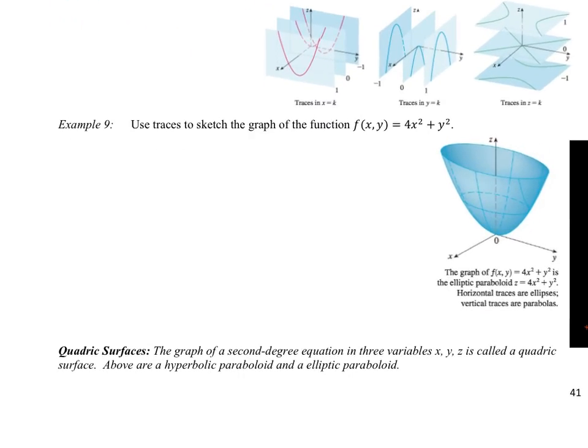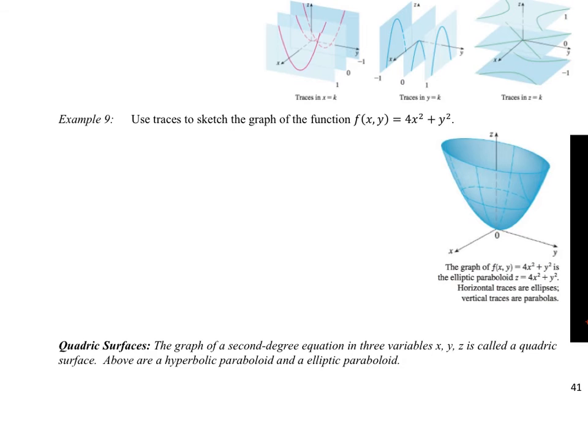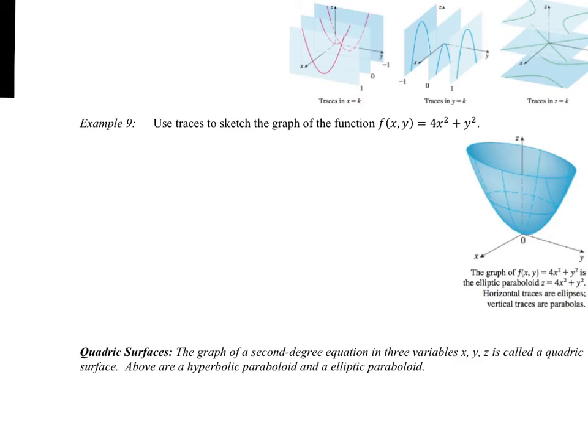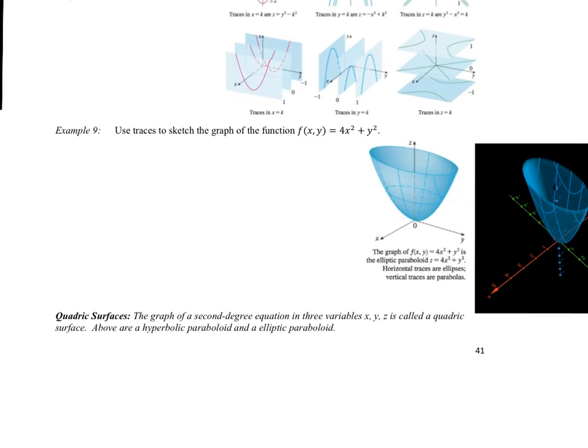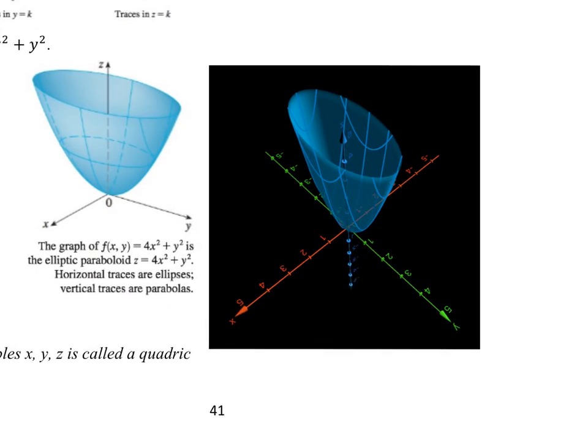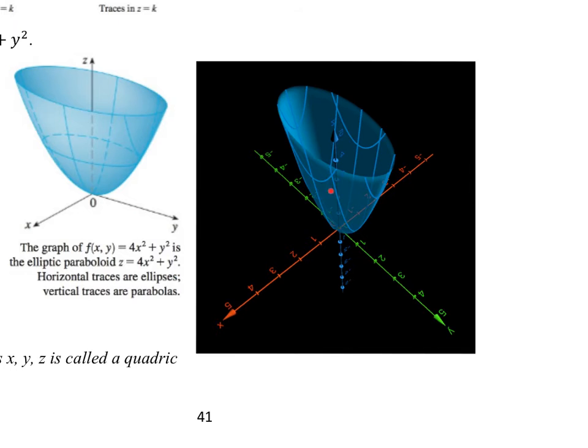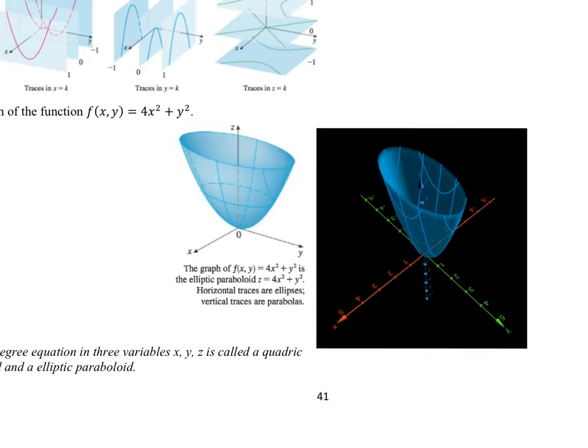Example 9 is actually one of the ones that we had done at the beginning of the section where we were looking at this paraboloid. And so I had mentioned in the GeoGebra rendering of this that you can see these parabolas forming, all these different parabolic shapes. You can also see that there's this ellipse looking shape as well. So I'm just going to show you where those come from.